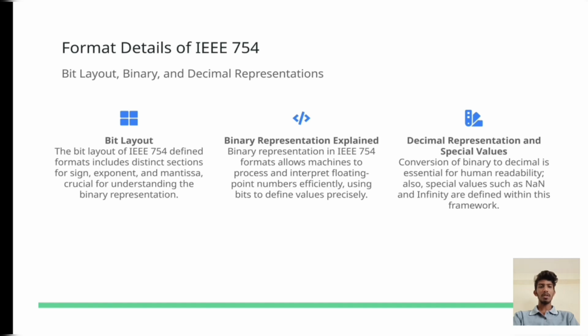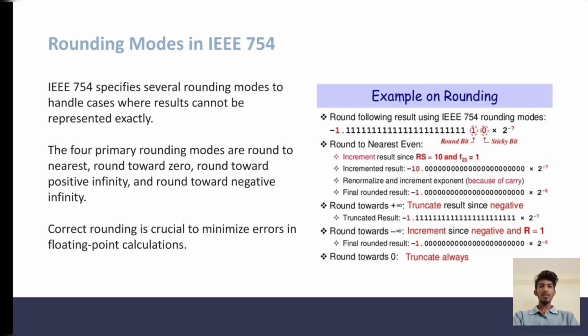Decimal representation and special values. Conversion of binary to decimal is essential for human readability. Also, special values such as NaN, not a number, and infinity are defined within this framework.